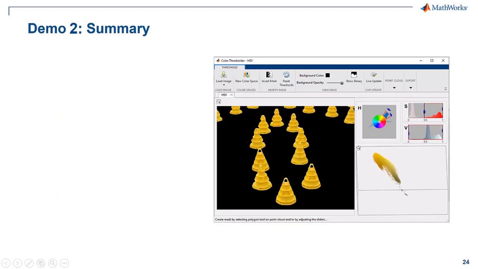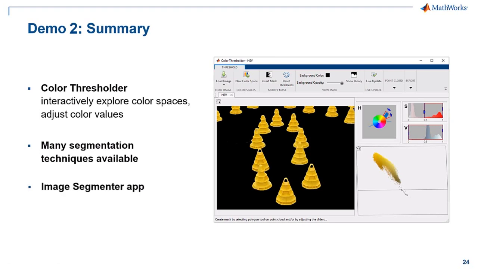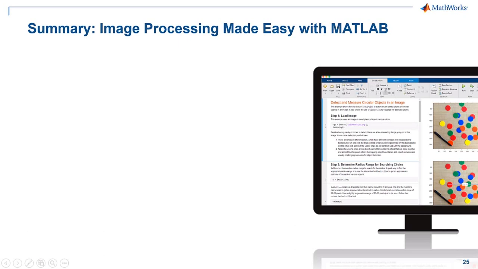So, in summary, in this demo, we have seen how the Color Thresholder app was very effective in quickly exploring different color spaces and then tuning the values to get the desired segmentation results. We saw that MATLAB provides a variety of segmentation algorithms to use in our work, with solid documentation and examples to get started with applying them quickly. We also learned that the Image Segmenter app is available through the Image Processing Toolbox, enabling us to explore and try out some of the segmentation techniques interactively on our images. So that brings us to the end of this talk.